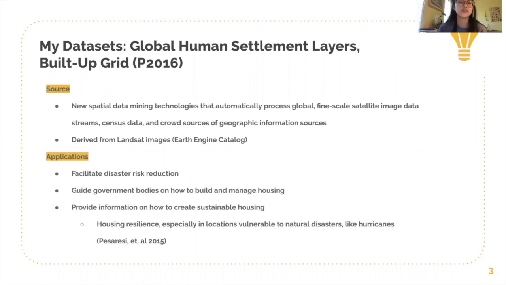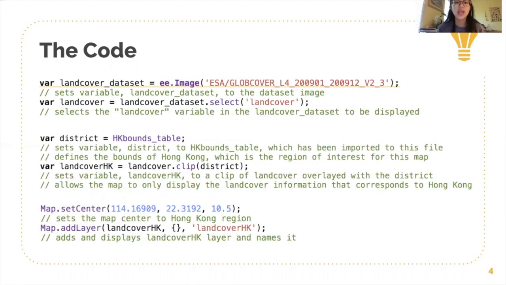You can use it to facilitate disaster risk reduction, guide government on how to build and manage housing communities, and also provide a lot of information on how to do sustainable housing. So what comes to mind is housing resilience when it comes to those places that are very vulnerable to natural disasters like hurricanes.